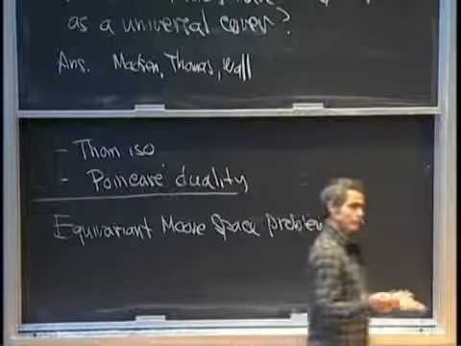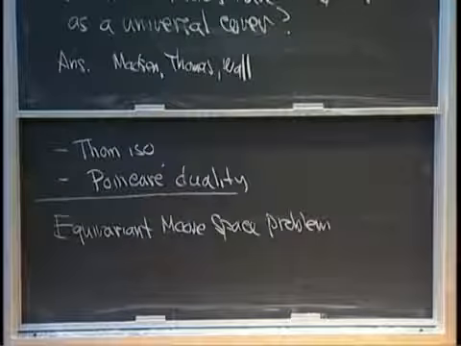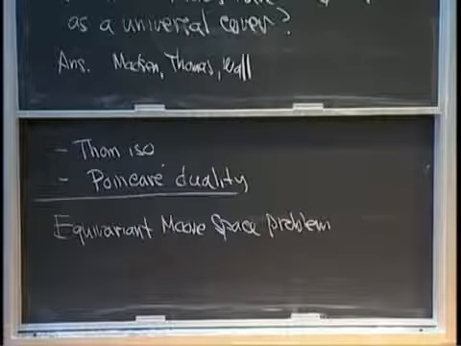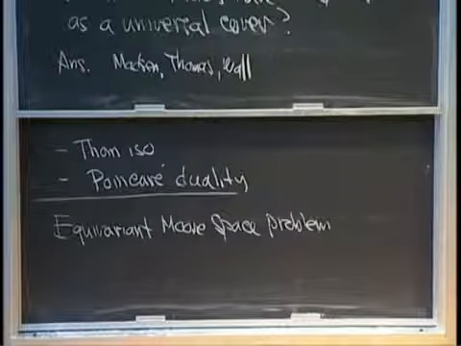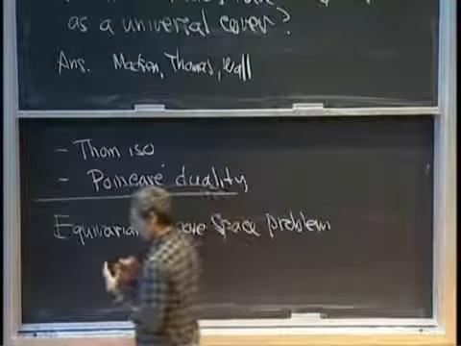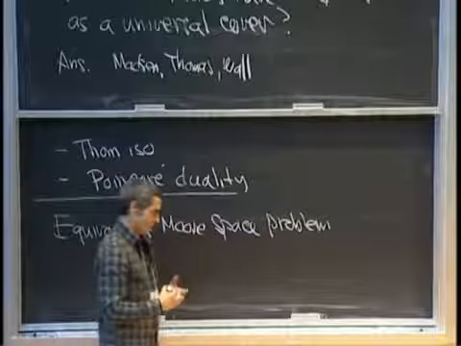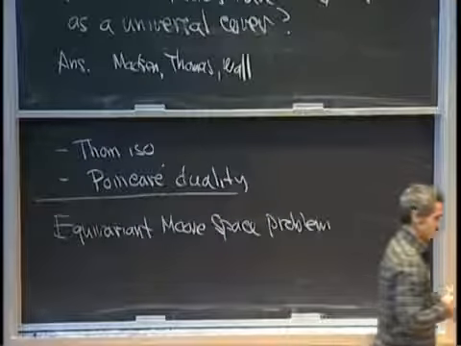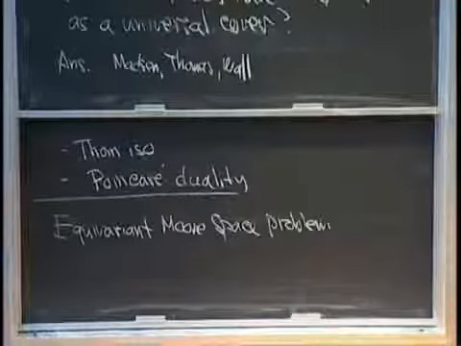You can make a functor from the category of abelian groups to the category of topological spaces that sends A to the Eilenberg-MacLane space K(A, n). So there's something that you can rigidify in a very strong sense about Eilenberg-MacLane spaces, about homotopy groups.